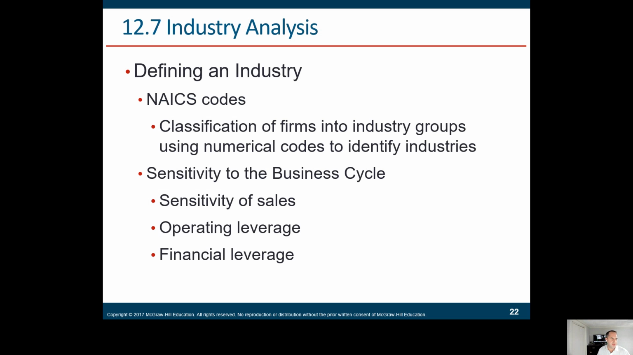Defining an industry. So NAICS codes, the classification of firms into industry groups, using numerical codes to identify the industries. For most of the computer software I use, I'm not entering a number code. I know the industries I look at definitely have codes associated with them. But for my daily work, I actually look more at the sectors, which is one level above the industries, when I'm managing a portfolio. But the industries are an example of that.